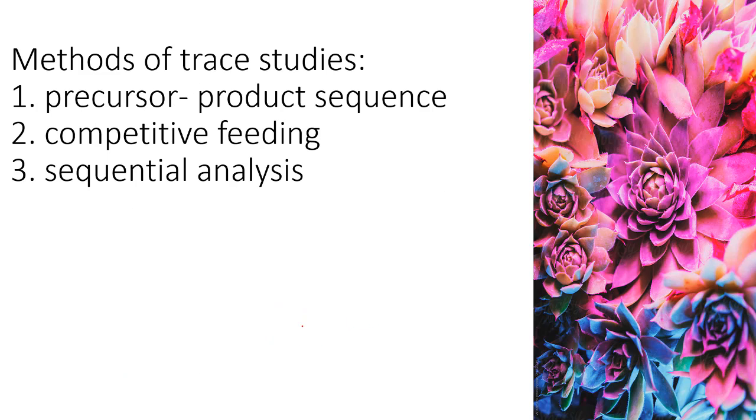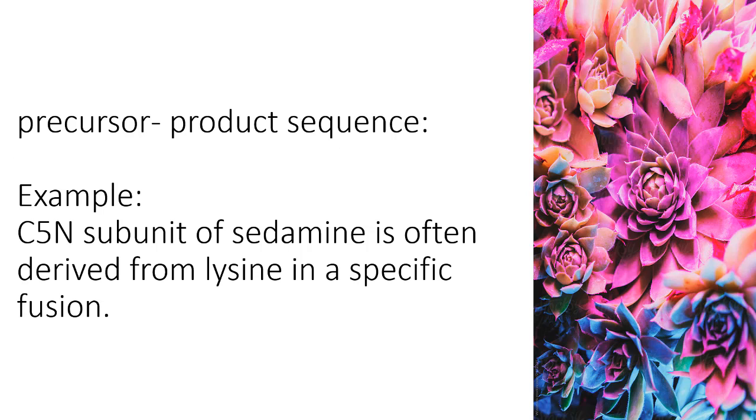So let's see the methods of tracer studies. In this we have three methods: one is precursor product sequence, the next is competitive feeding, and then sequential analysis. Let's see the first one, which is precursor product sequence. This is the most commonly used biogenic pathway.